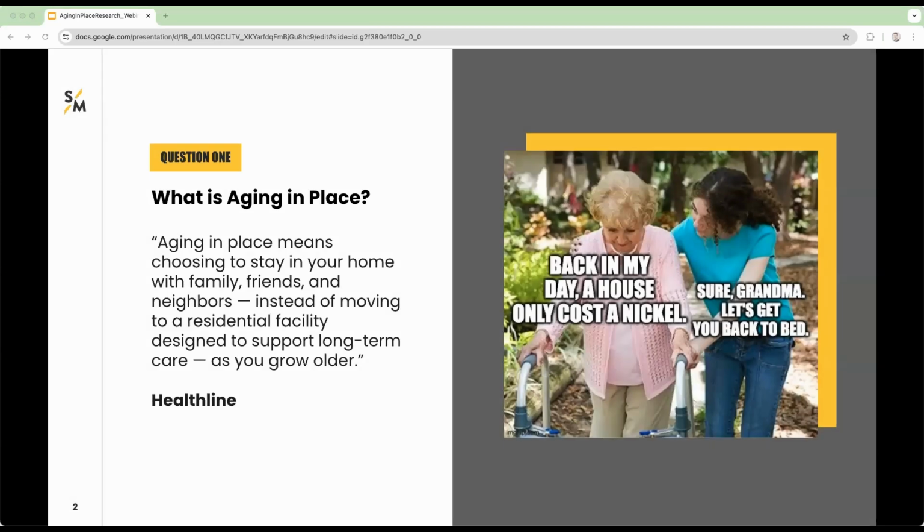Now, before we dive into any details or data, I recognize that the idea of aging in place may be new to some folks on the line today. So what does it mean to age in place? Well, we thought Healthline's definition for aging in place was a good one. Aging in place means choosing to stay in your home with family, friends, and neighbors instead of moving to a residential facility designed to support long-term care as you grow older. The goal for aging in place: helping seniors maintain their independence for as long as possible.